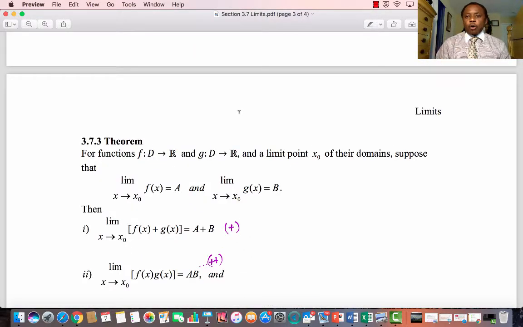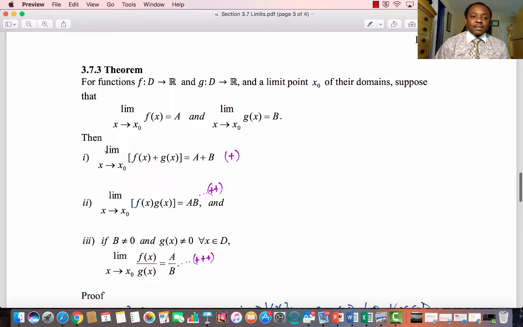Okay, we would put a pause at example 4 now and go ahead and look at a few theorems from section 3.7. Subsection 3.7.3, Theorem. Let f and g be functions. Both functions have domain D and codomain R. Let x naught be a point of their domains. Suppose that the limit as x approaches x naught of f of x is a, and the limit as x approaches x naught of g of x is b.